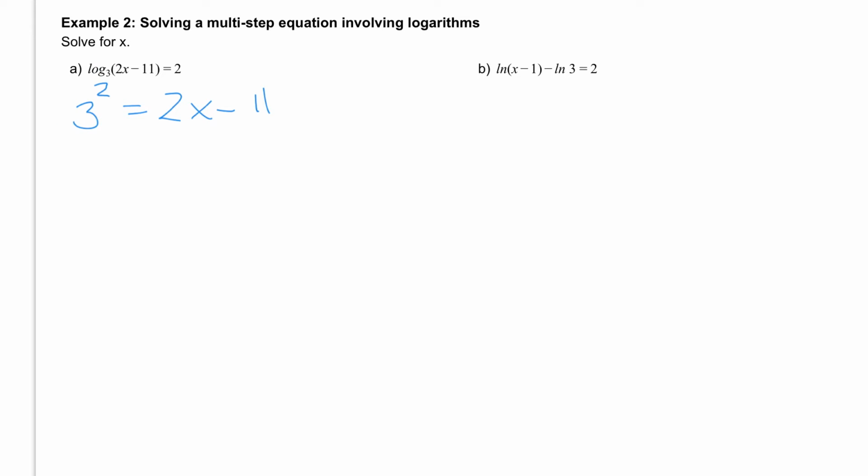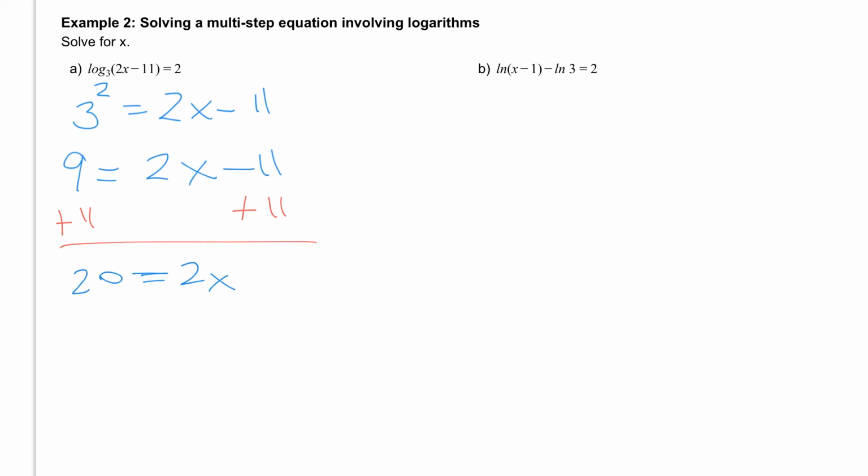3 to the second is 9, equal to 2x minus 11. Then we can add 11 to both sides, and we get 9 plus 11, which is 20, equal to 2x. And then we can divide both sides by 2. And we get our answer that x is equal to 10.